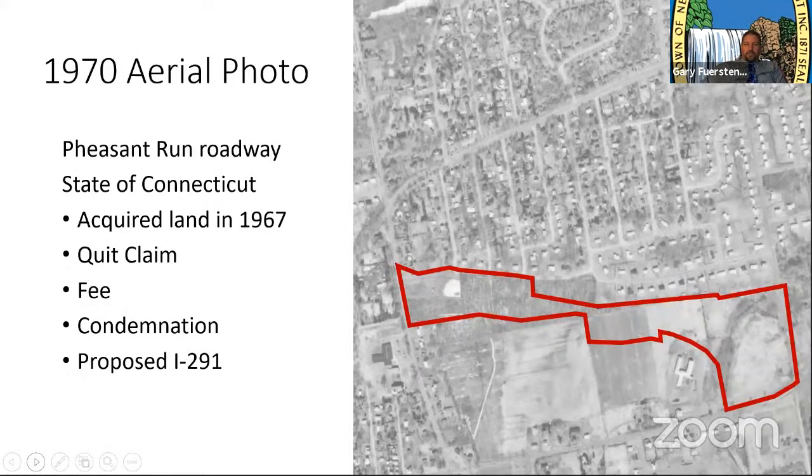So in 1967, the Connecticut Department of Transportation acquired all this parcel, and many other parcels in town, from various private property owners. These parcels in particular were acquired via quitclaim deeds, fees, condemnation, and so on for use for the proposed Interstate 291 corridor. At this point in 1970, Pheasant Run, the road, has been constructed, and most of the houses on the east end have been constructed, but the houses near the top of the hill here have not yet been constructed in 1970. Next slide, please.